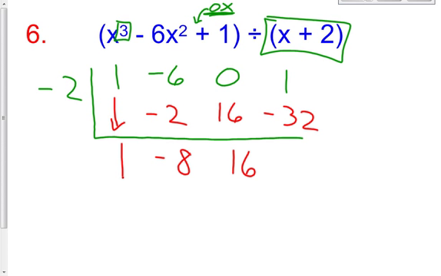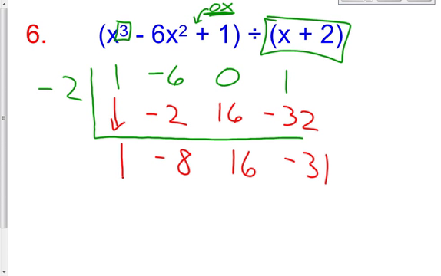1 minus 32 is a negative 31. See how that was a little bit quicker than maybe doing the long division aspect of things? And you're only going to get faster and faster the more that you do of this. So it really is quite efficient. It's a very efficient way of dividing polynomials.